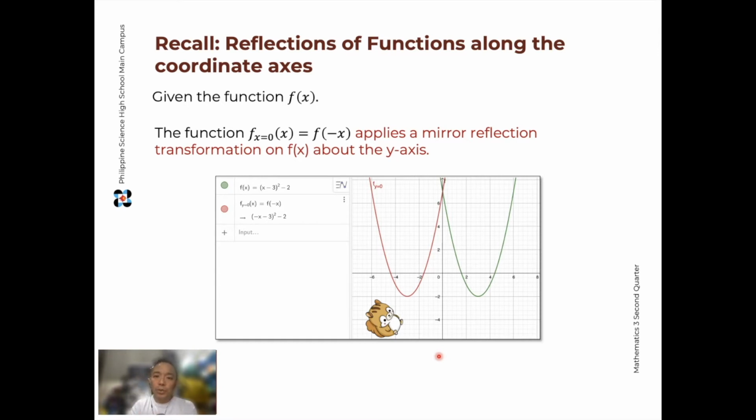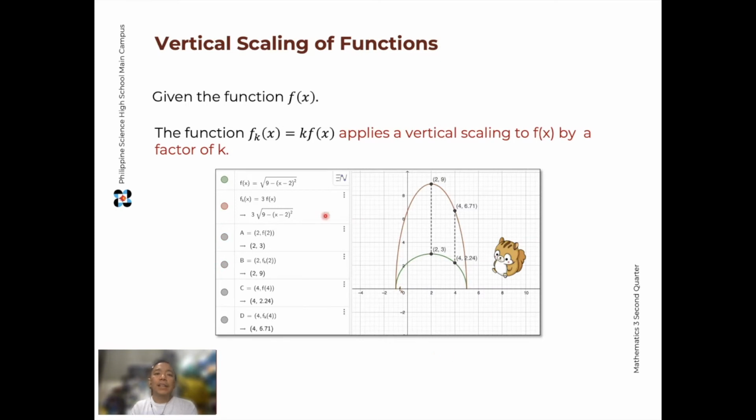So let's go to something na medyo bago. That would be scaling naman ng functions. How do we apply a scaling on the graph of a function on the Cartesian plane? Okay, so let's say we have a function f of x, our original function. Here, it's the green one. It's the square root of 9 minus the quantity (x minus 2) squared. It is a semicircle na nakacenter sa (2, 0) at ang radius ay square root of 9 or 3. So it's this green circle.